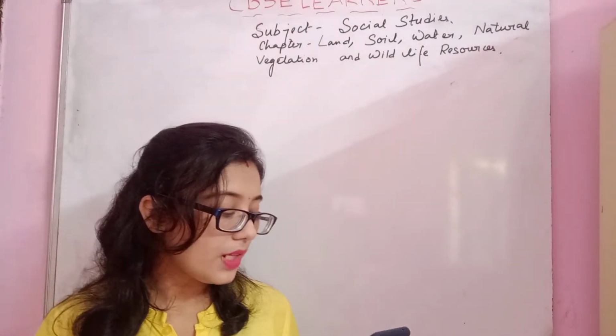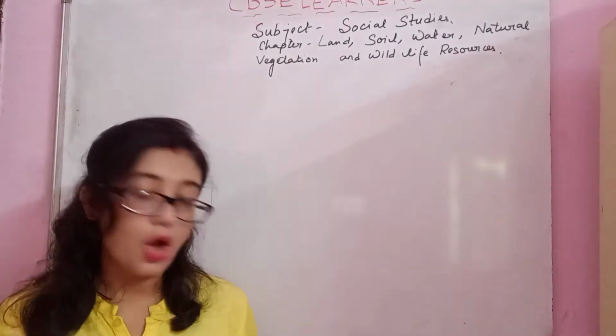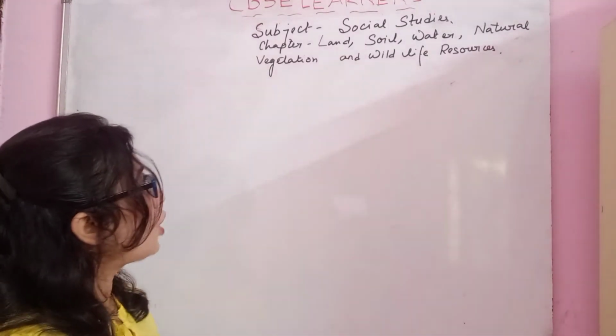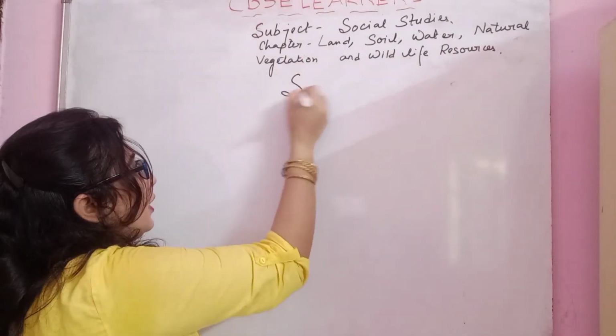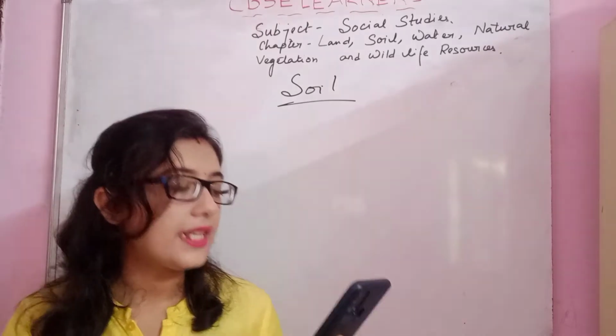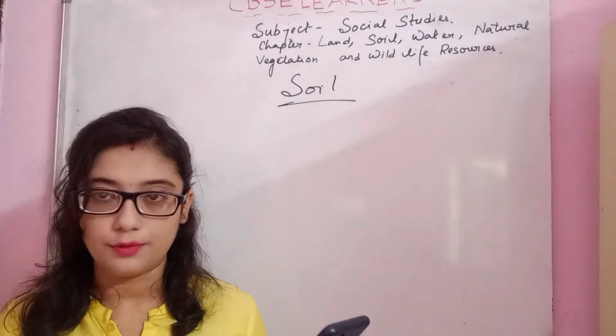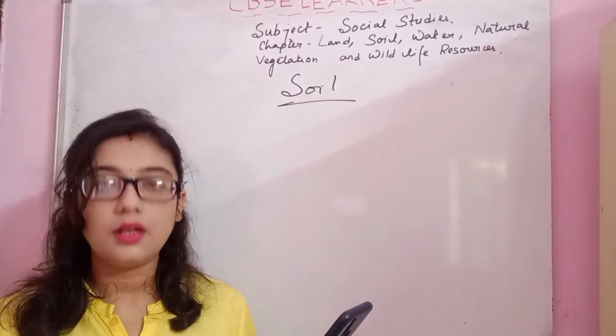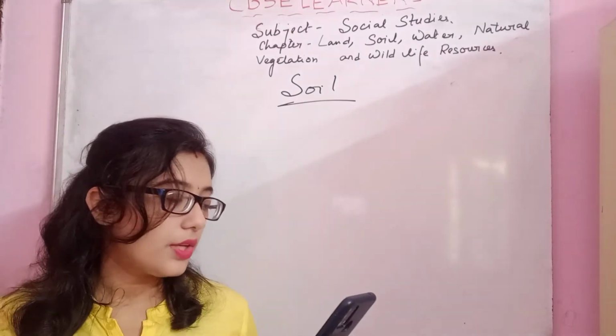Okay, now let's see the soil. What is soil? First thing, the definition of soil. So we will read soil today. Now, the thin layer of grainy substance covering the earth's surface. Already I have told you, the outer surface of the earth's surface. Okay, so it's called soil.